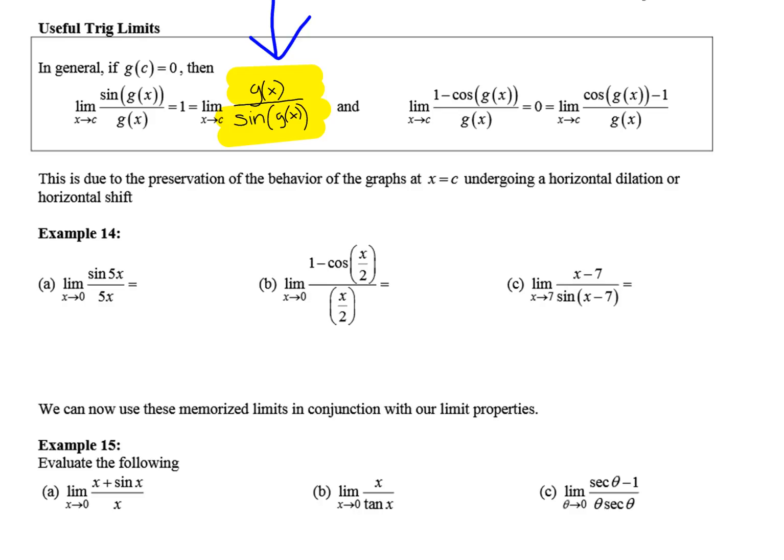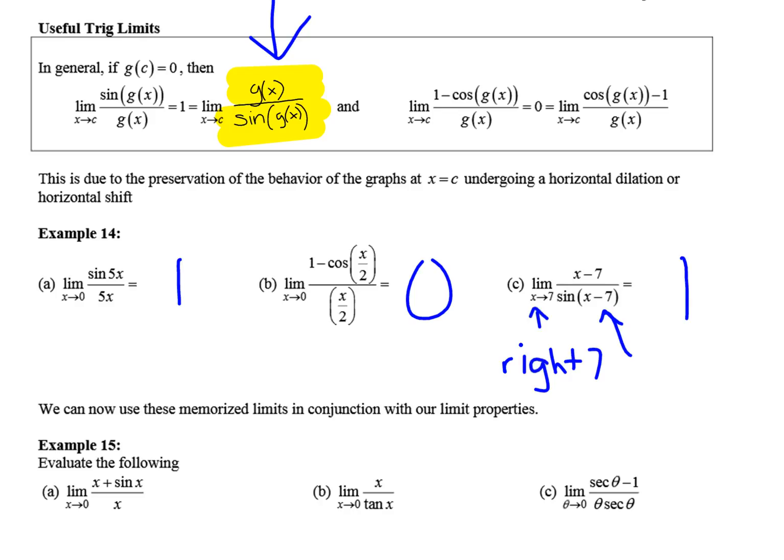So the limit as x approaches 0, sine of 5x over 5x is still 1. The limit of this function is still 0. And in this one, this one's a little bit tricky, but notice this isn't 0 anymore, it's 7. So it's moved to the right 7. And this function is also moved to the right 7. So it preserves that trig limit, so the answer here is just 1.